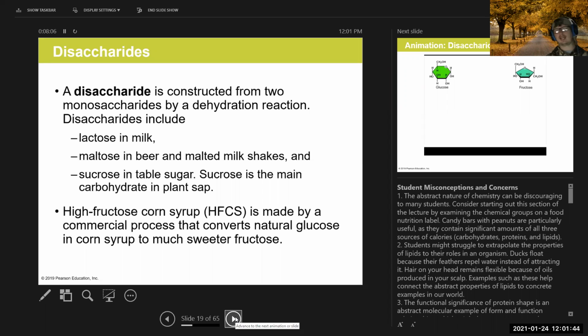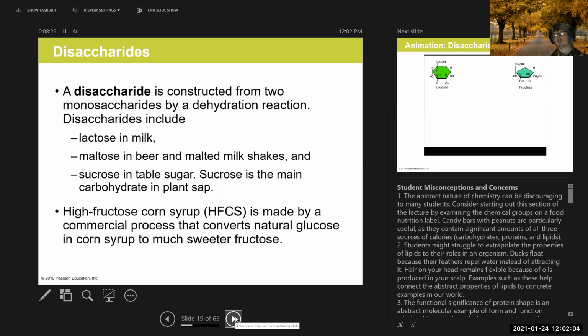And so a disaccharide is constructed from two sugar molecules through that dehydration reaction. And so your two monosaccharides will be put together through that dehydration reaction to make a disaccharide. An example of a disaccharide are things like maltose, sucrose, and lactose.